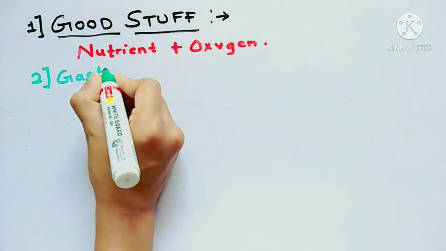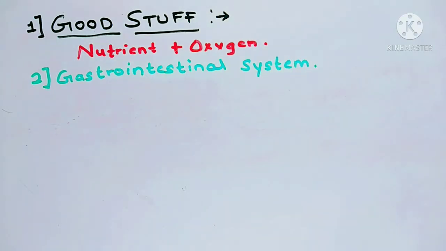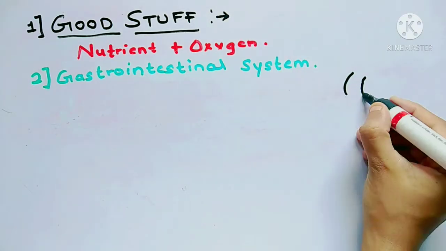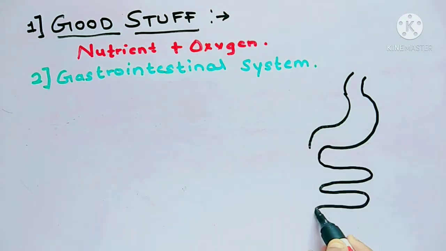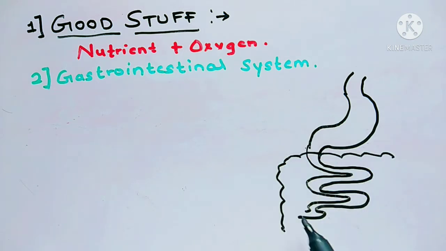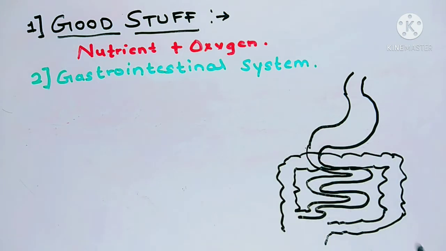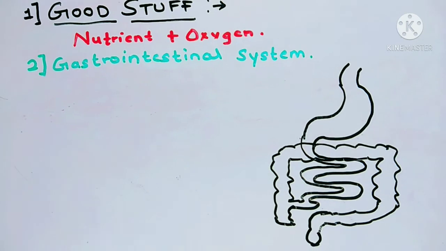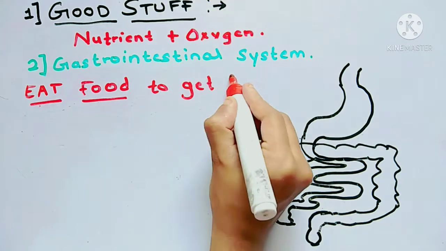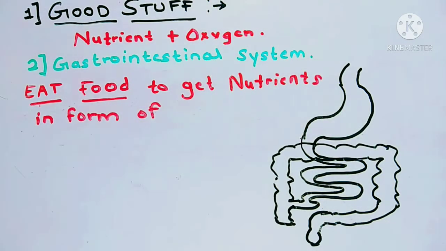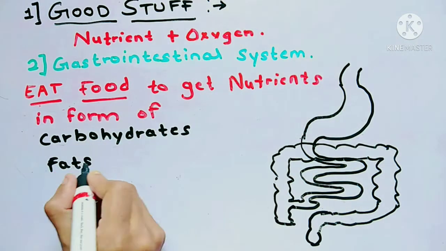be destroyed. The second thing is the gastrointestinal tract, which helps us to provide nutrients including carbohydrates, fatty acids, and amino acids. You eat the food through your mouth, of course, which goes into the stomach and then into the small intestine, and this process goes on and provides nutrition.